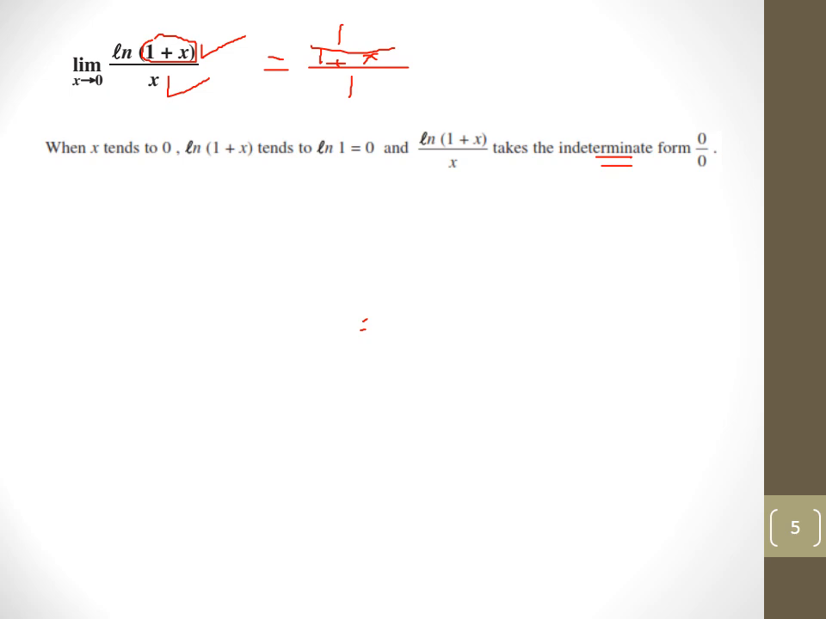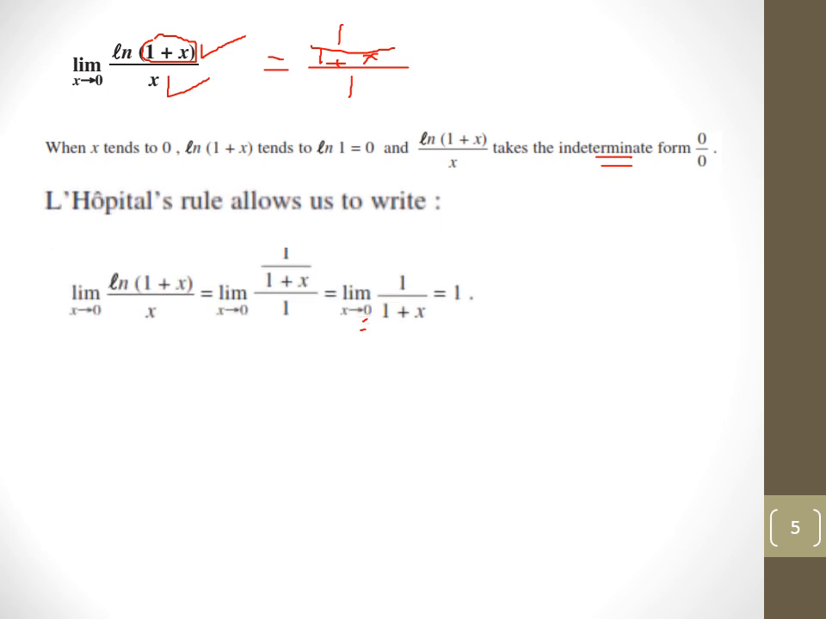What's the derivative of ln u? It's u prime over u. So what's the derivative of ln(1 plus x)? It's 1 over 1 plus x. That's the derivative of the numerator. Now we have to do the derivative of the denominator. What's the derivative of x? It's 1. Okay, I wish that L'Hôpital's rule is clear for you. So applying L'Hôpital's rule, we will get 1 over 1 plus x, and now when you replace x by 0, you will get 1 as a final answer.